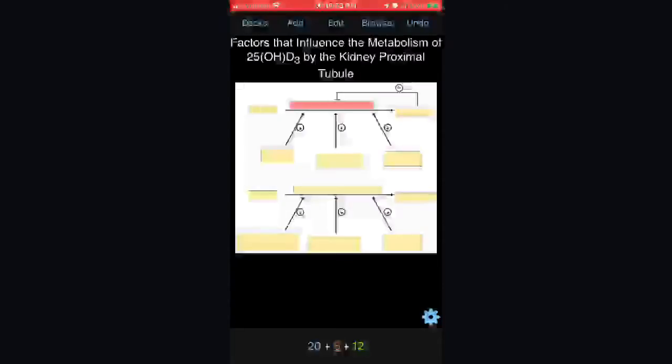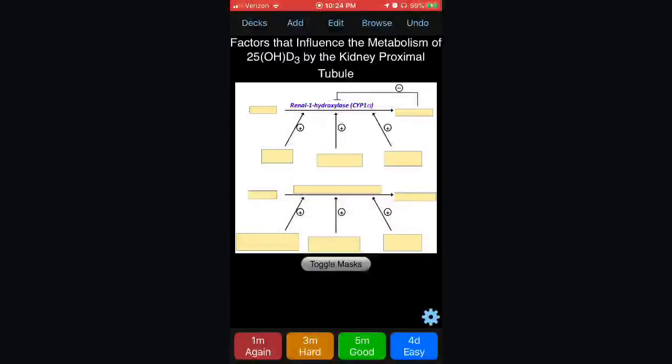So this should be renal hydroxylase. Are we converting? What are we doing? We're looking at factors that influence this in the proximal tubule. Oh yeah, 25. So we probably have renal 1 hydroxylase. Yes. Okay, renal 1 hydroxylase. The other one is renal 125. So that converts. That should be converting.